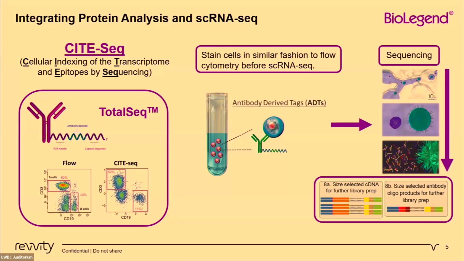So in this application, you would stain your cells in a similar fashion to flow cytometry before you do single-cell RNA-seq. And then what you're able to do is sequence the proteins that are in your sample based on these antibody-derived tags, or ADTs. And so when you have your sequencing, you both get cDNA for further library prep and then antibody oligo products for further library prep. So you'd have two separate libraries that you prepare.